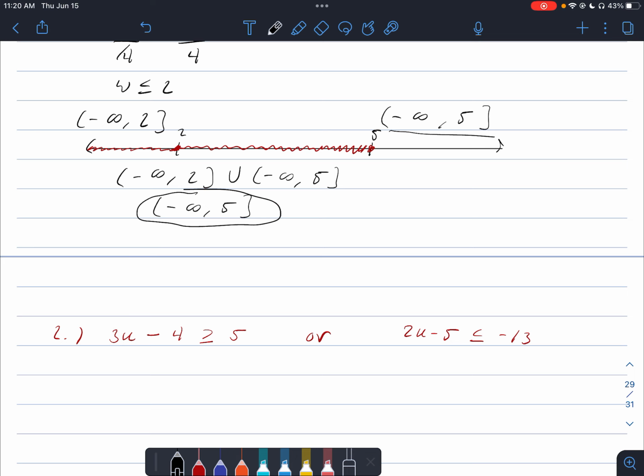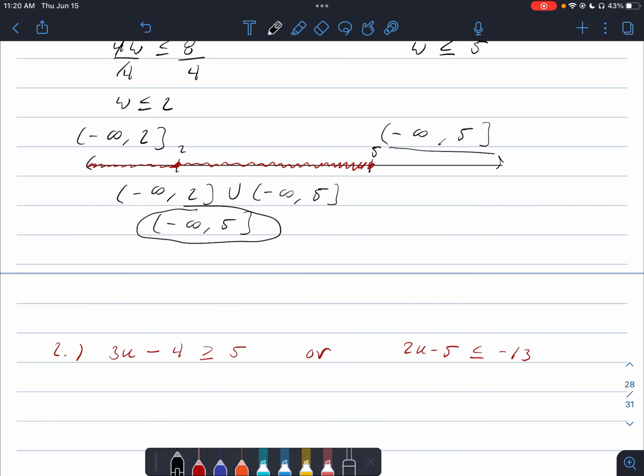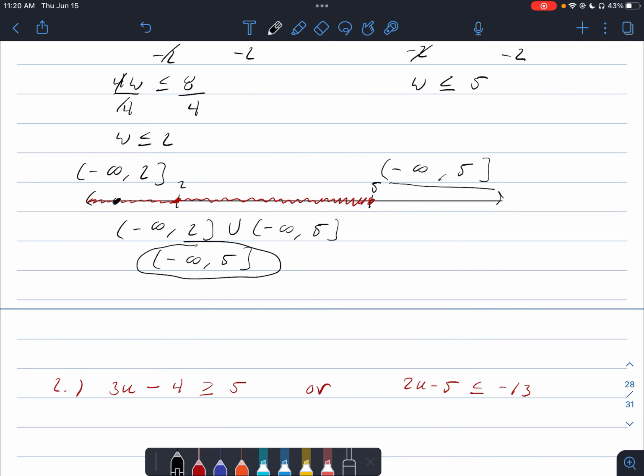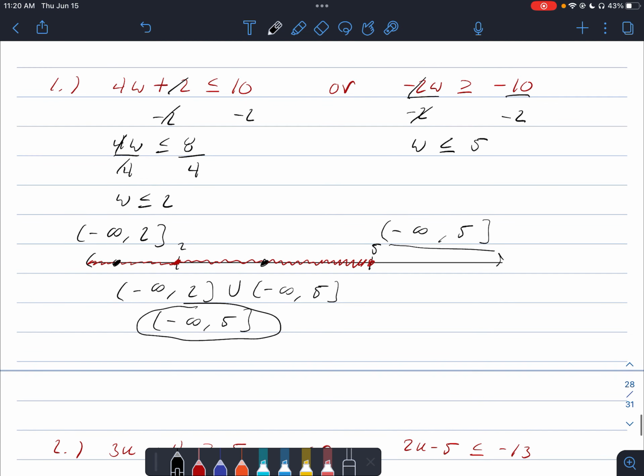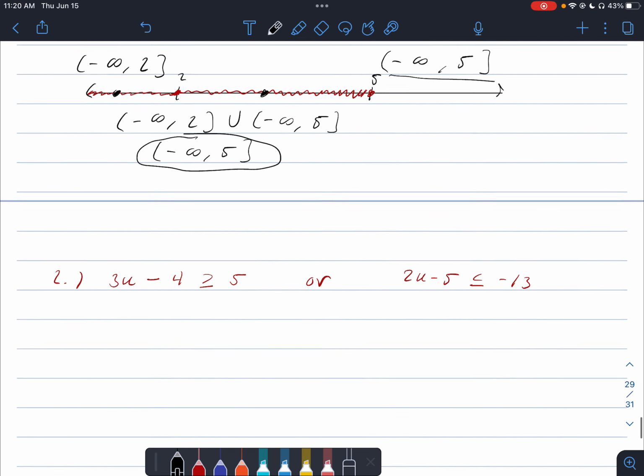And to see the logic for this, you can pull any value from here, and obviously it would make sense. Okay? But you can also pull values from here, because remember, it does not have to satisfy both inequalities at the same time. It only has to satisfy one of them. So your final answer is actually just going to be negative infinity to 5.